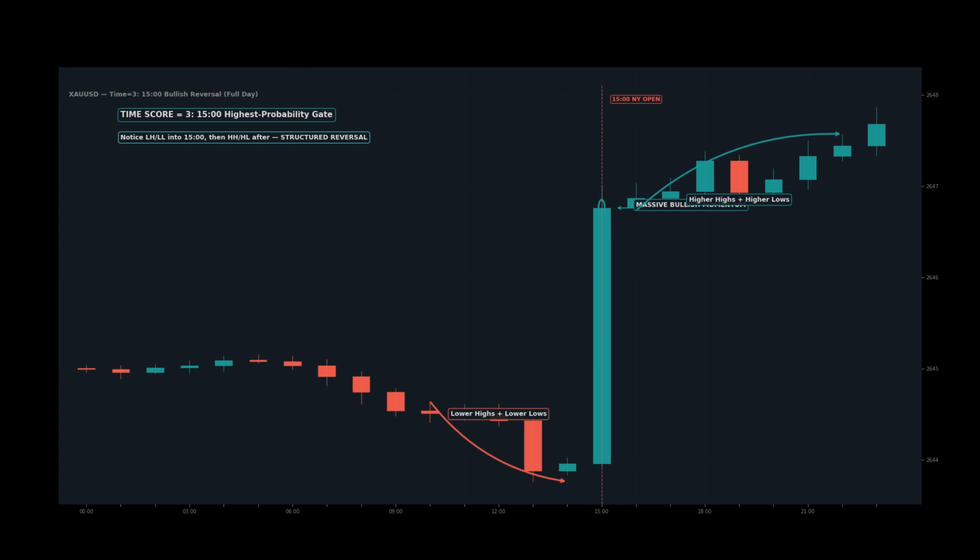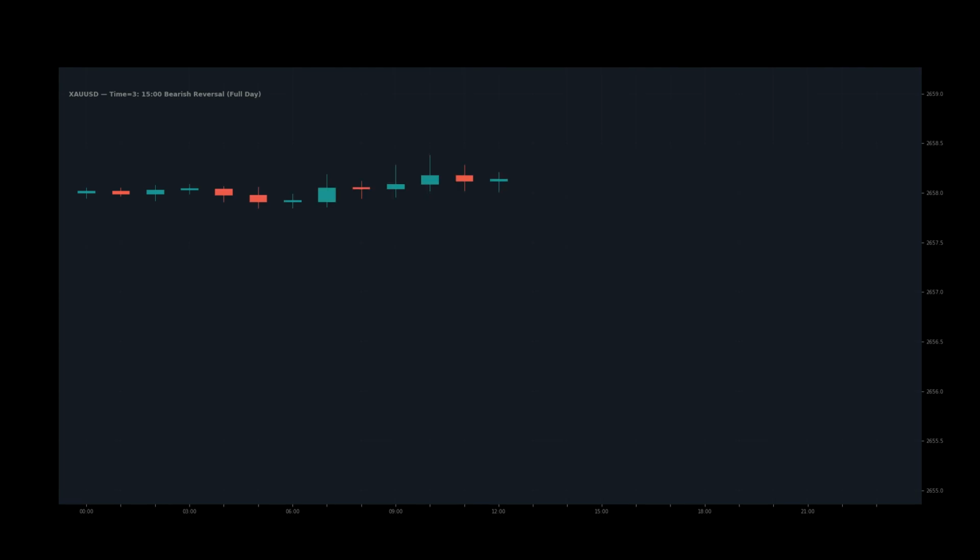Through 2 p.m. Then, at 3 p.m., the New York candle breaks above the London high with a large body, minimal wick, and clear continuation. This is the highest probability setup in the entire system. Time score equals 3 because you are trading the 15 o'clock gate with clear session bias alignment. 52 of 68 charts showed a decisive move at this gate. That is 76.5%.